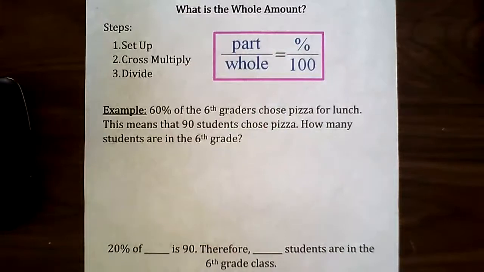It says 60% of the sixth graders chose pizza for lunch. This means that 90 students chose pizza. How many students are in the sixth grade? So again, this is telling me 60%, a small portion of the class chose pizza. I want to know how many kids would I be needing in total? How many exist in total? So let's look at this.